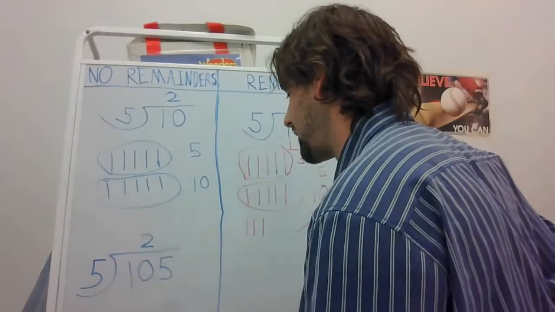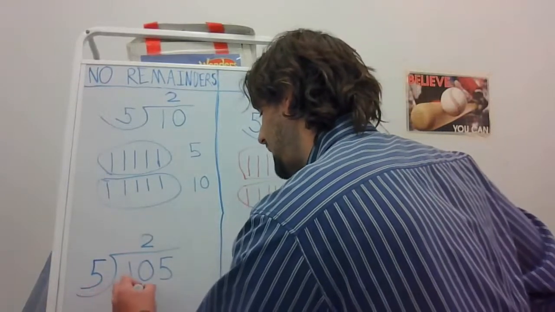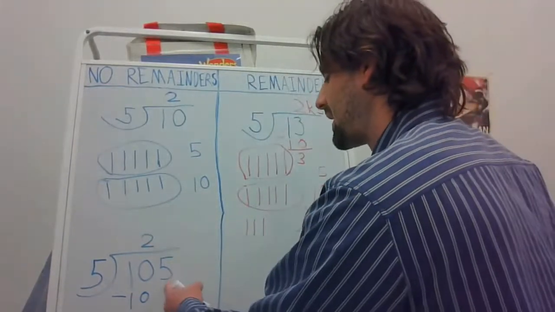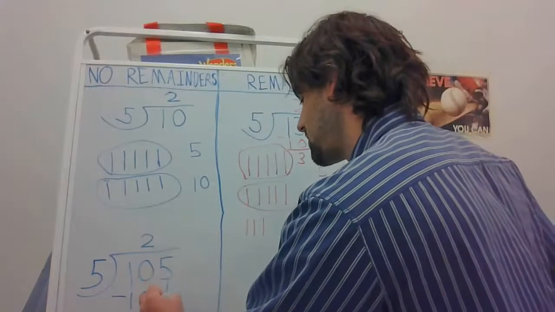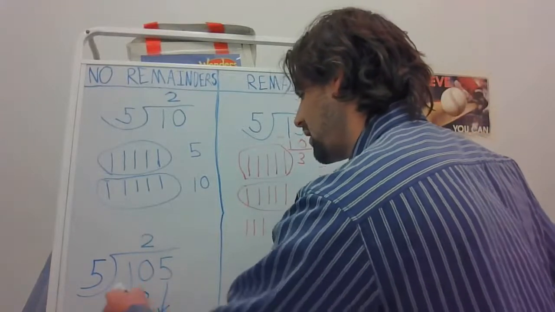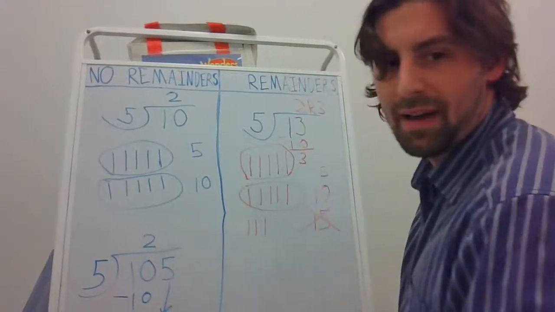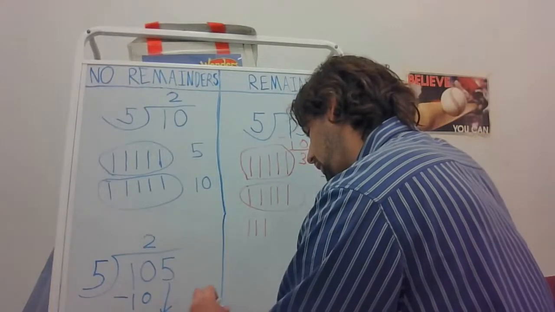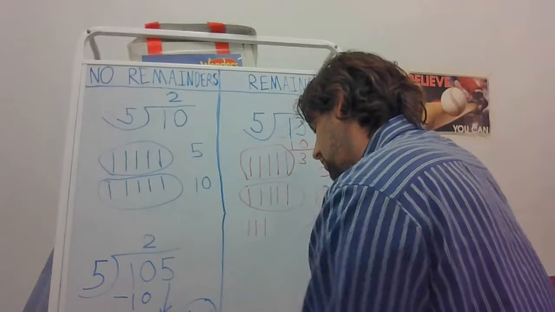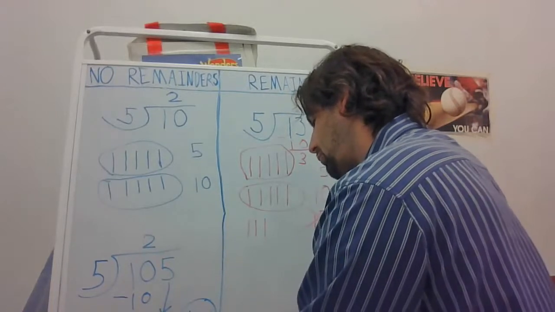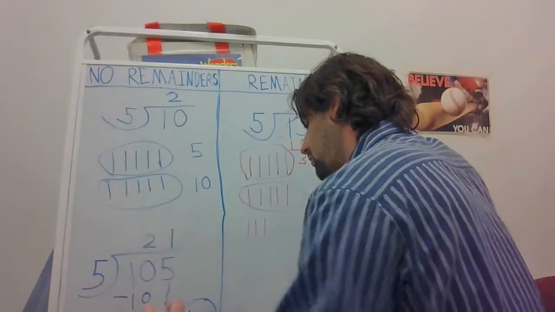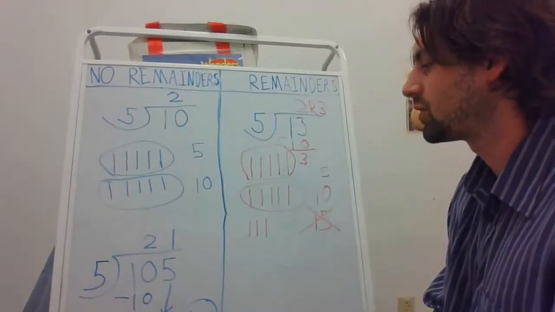I don't need to put out the tallies again. 10 minus 10 equals 0. There's no remainder. And now I'm going to bring down that second 5. So next to the 0, we have a 5. So now I'm going to do 5 divided by 5. I want to make my tallies 1, 2, 3, 4, 5. So counting to 5, I was able to get one group of 5 in the number 5. So 105 divided by 5 equals 21.